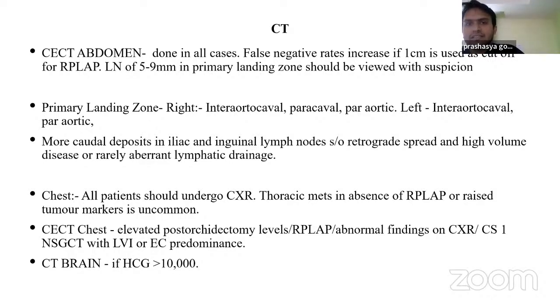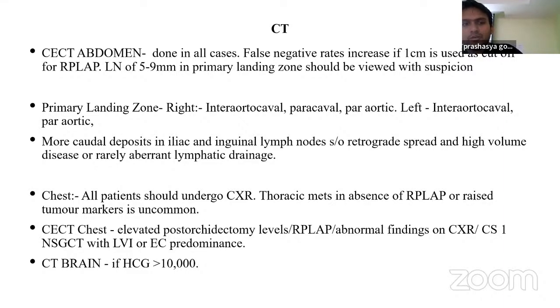A false negative rate increases if 1 centimeter is used as a cutoff for identifying a lymph node. However, lymph nodes of 5 to 9 millimeters in the primary landing zone should be considered suspicious in a patient with a testicular mass. Primary landing zones for a mass in the right testis are interaortocaval, paracaval, and para-aortic, and for the left they are interaortocaval and para-aortic. There can be caudal deposits in the iliac and inguinal lymph nodes, which are suggestive of a retrograde and high volume disease, and very rarely an aberrant lymphatic drainage.